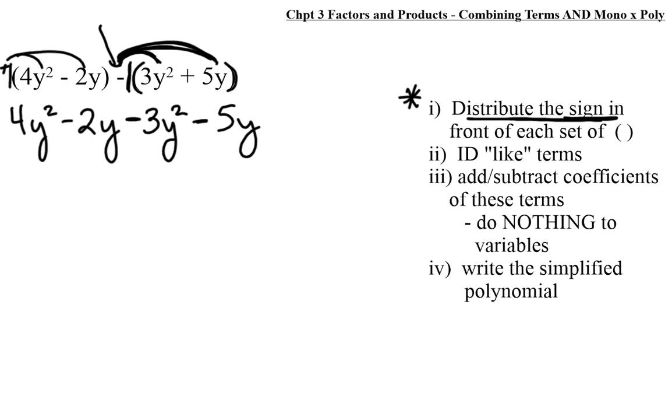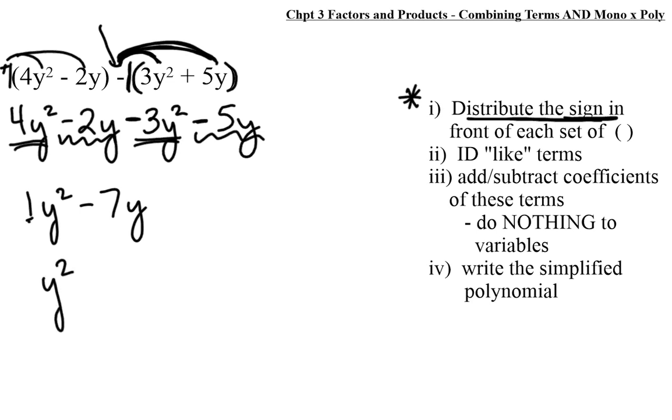Once you've distributed, identify like terms. 4 and negative 3 is a positive 1. Negative 2y and a negative 5y is a negative 7y. Best way to write this, coefficients not necessary, y squared minus 7y. Simplified form.